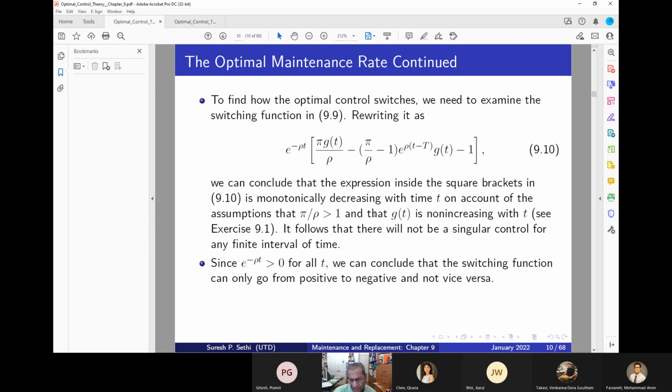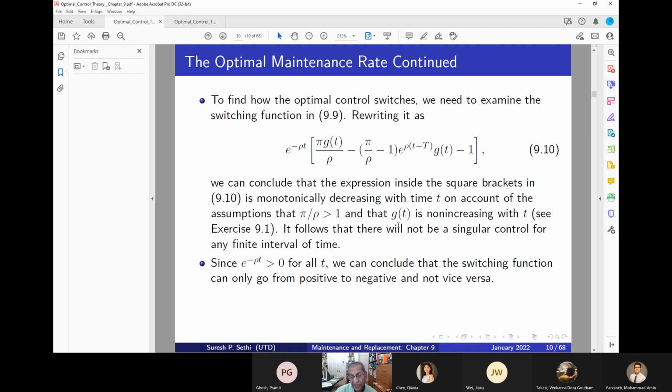Given that, G of t is decreasing. Once again, I tell you that every time you write a paper, you may write non-decreasing, but every time you want to talk about it, it's better to say decreasing. If you have lots of non-decreasing, non-increasing, your brain doesn't function. Maybe yours does, but mine doesn't. So it follows that there will not be a singular control because it's monotonically decreasing.